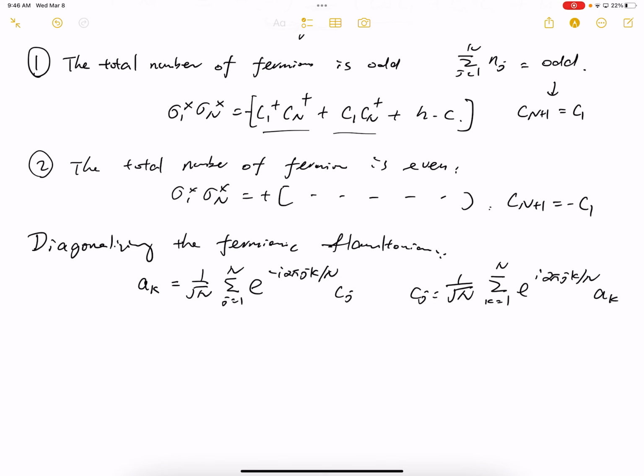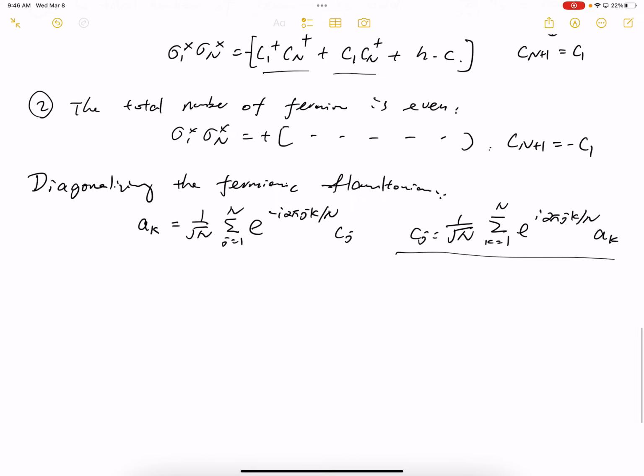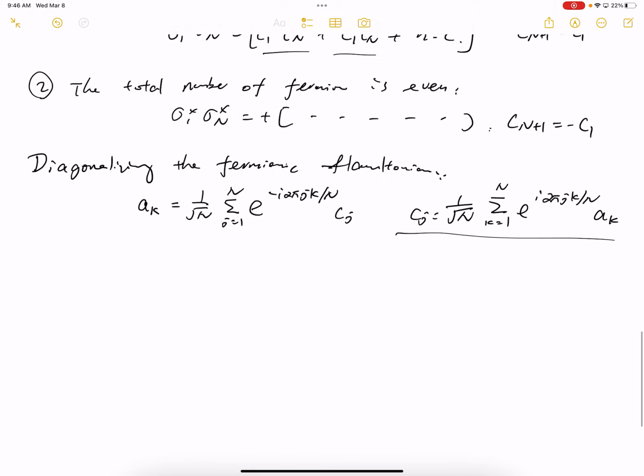And this is the inverse discrete Fourier transformation. By the way, if you get stuck on problem 3 of your homework 2, this inverse Fourier transformation should help you. This is the non-interacting fermion case, where I ask you to diagonalize the Hamiltonian. That's a problem in homework 2, and this inverse transformation should help you.